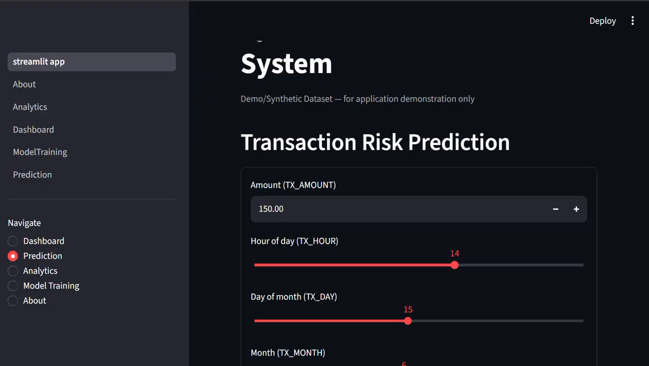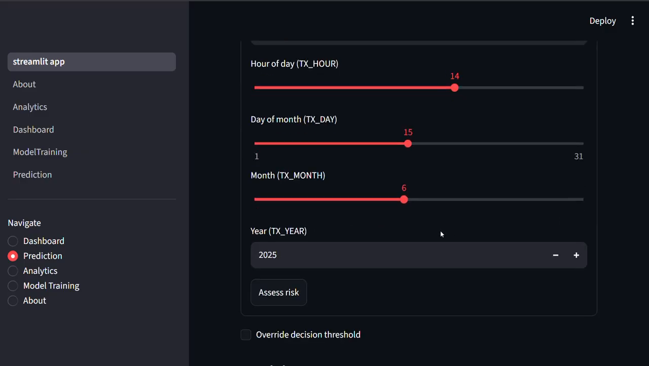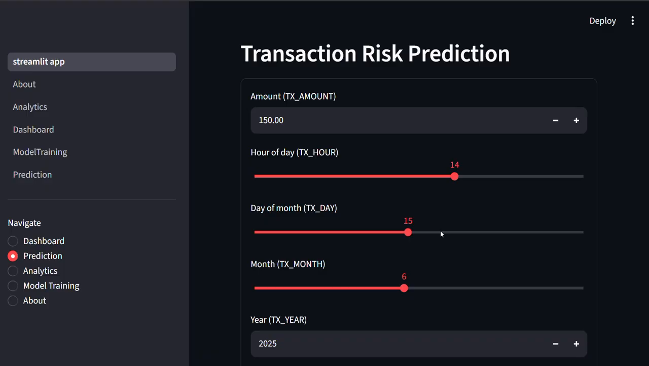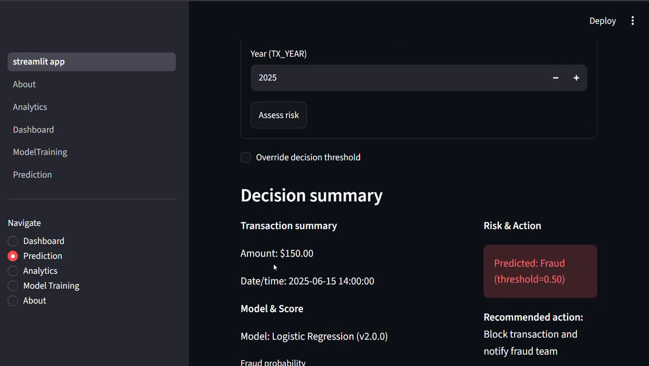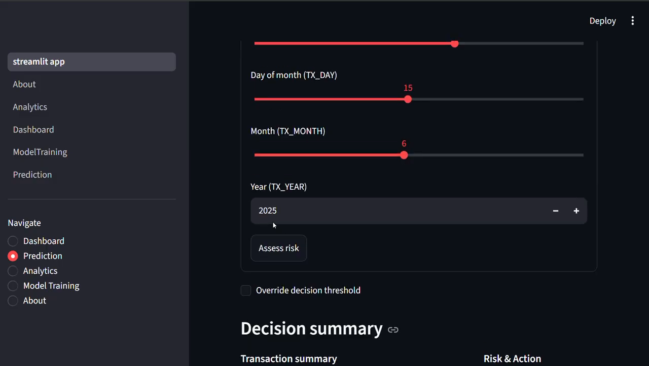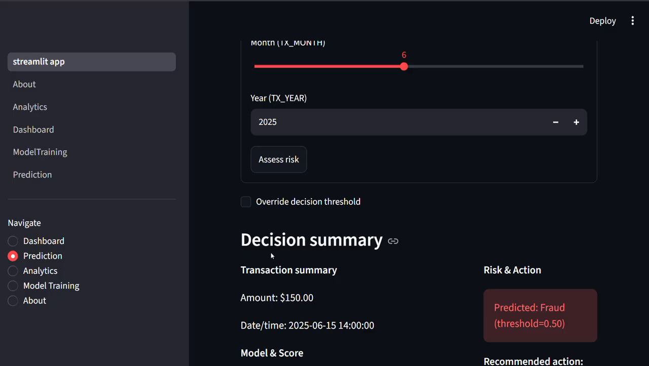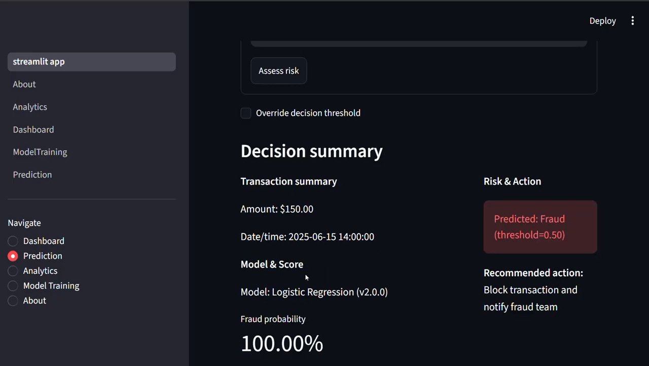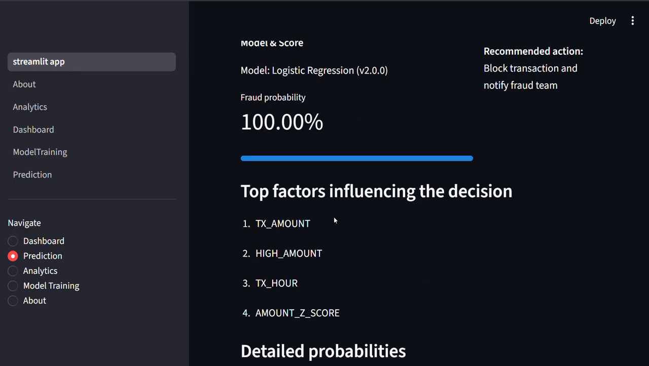Now I will demonstrate the prediction workflow. I am entering a sample transaction with an amount of $150, and the transaction time is 2 p.m. on June 15, 2025. Then I assess the risk, and the decision summary and transaction summary are given there. Fraud probability is 100.00%, meaning 100%.